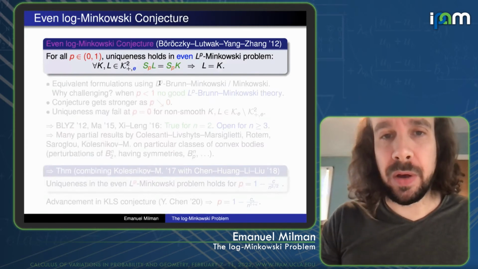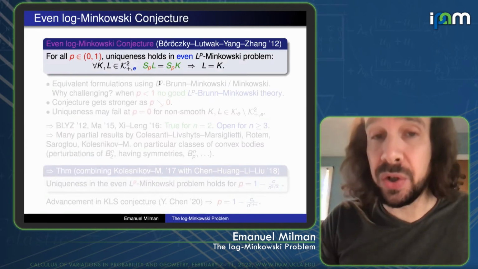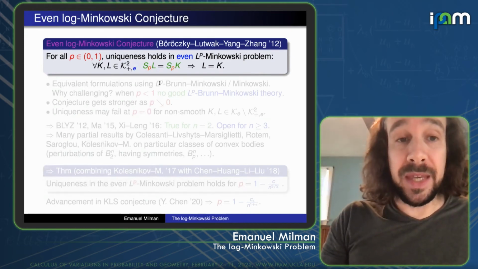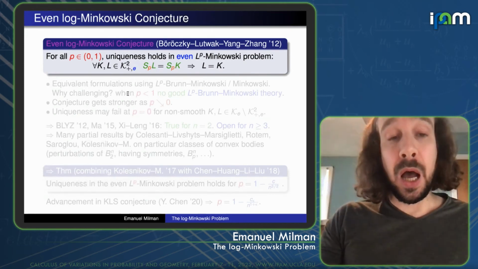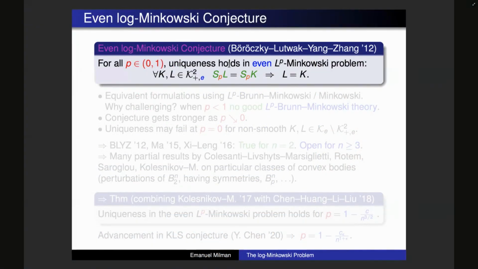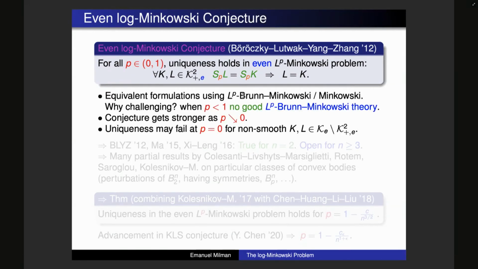So now we've reached the celebrated and very influential conjecture of Böröczky, Lutwak, Yang, and Zhang, the even log-Minkowski conjecture, which predicts that for any p in this range from 0 to 1, uniqueness should hold in the even LP Minkowski problem. Now, many of you probably know this conjecture under various equivalent formulations using LP Brunn-Minkowski and LP Minkowski inequalities, but unfortunately, I don't have time to present this. I'll keep the point of view of the uniqueness question here.